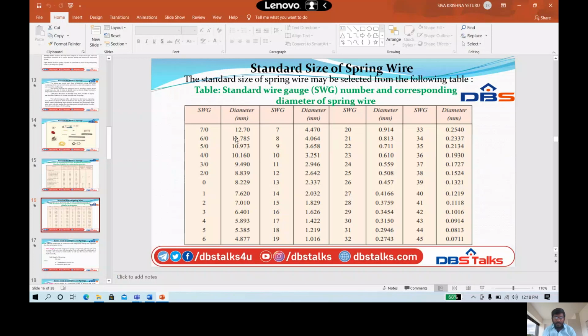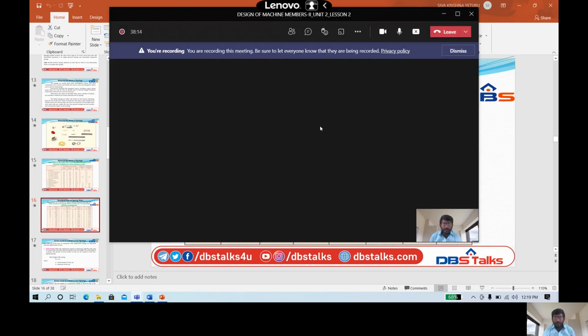We can see the tabular form. In this tabular form we have the SWG value 3/0. So the diameter small d is equal to 9.49 mm in 3/0. So this will be taken to continue the problem.